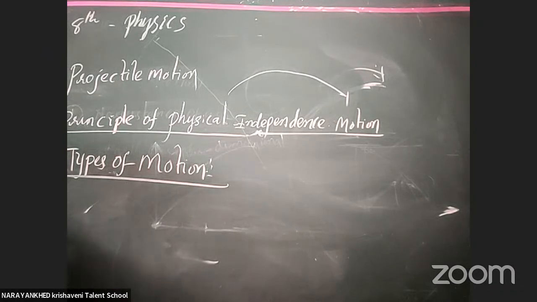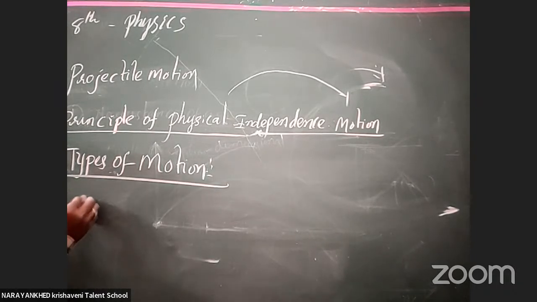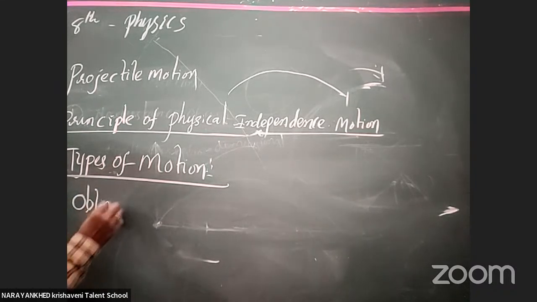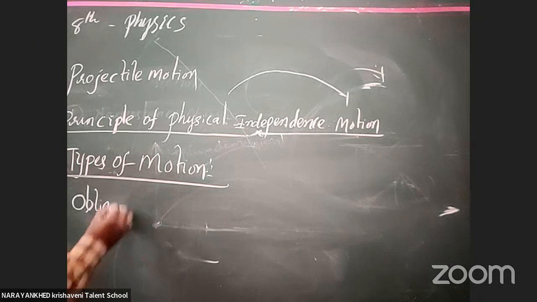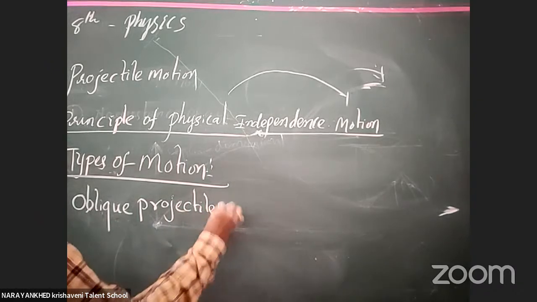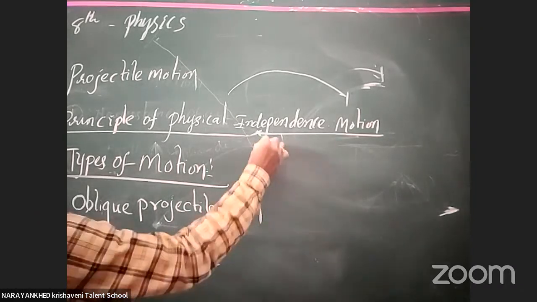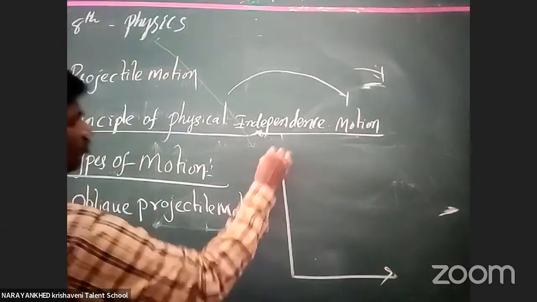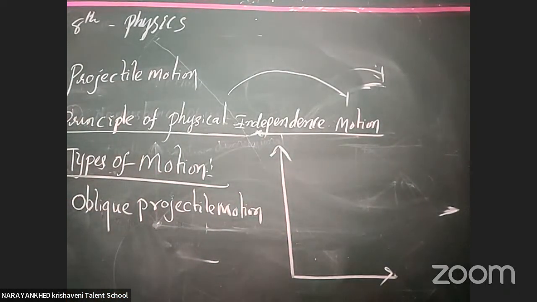How many types are there? First one is oblique projectile motion. Okay, now, what is that? Which one is called oblique projectile motion? Any motion like this is called oblique projectile motion. When the body is moving particularly along the y component, that is called oblique projectile motion.